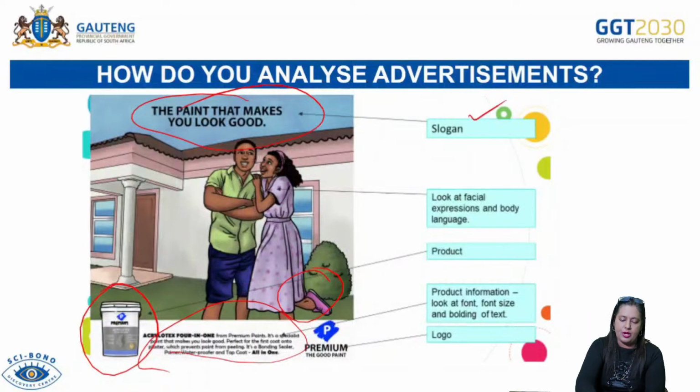And then the product I did mention to you is the paint that has been advertised there. The product information is contained in the text here. So it says from premium paints, it's a specialist paint that makes you look good. Perfect for the first coat onto plaster, which prevents paint from peeling. It's a bonding sealer, primer, waterproofer, and top coat all in one. So here's a product that does everything in one.